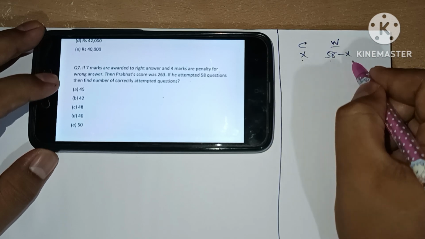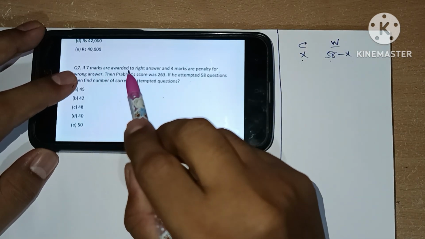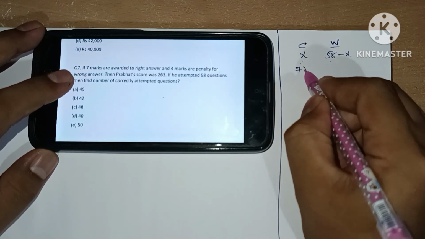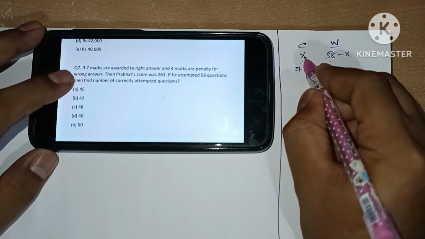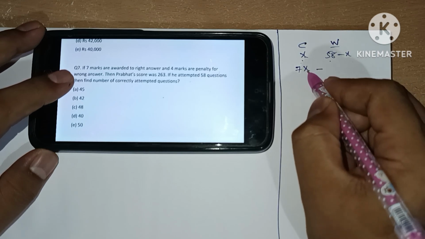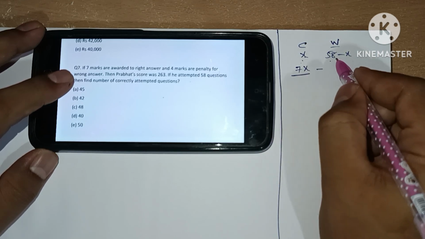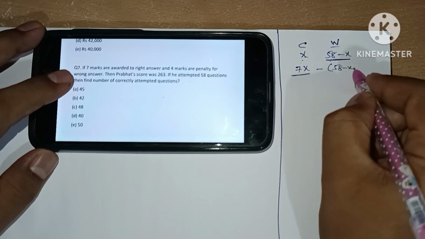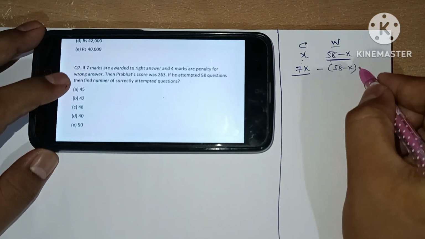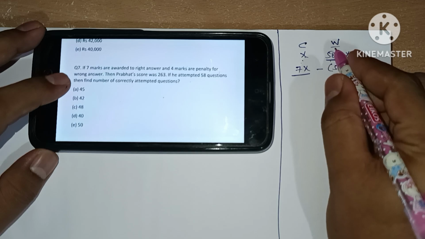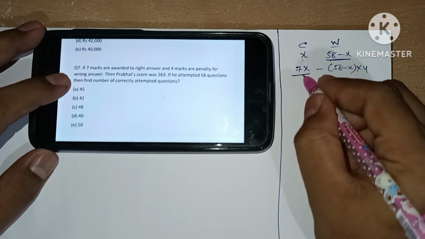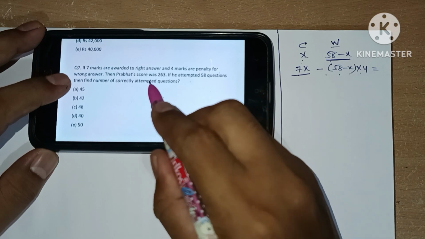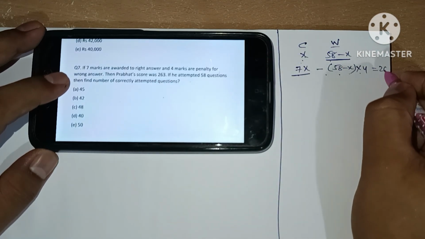So this is what we have, and 7 marks were awarded for right answers. So 7x marks for right answers, and we subtract the penalty marks, which will be 4 marks for each wrong question, 58 minus x. So what we get is 7x minus (58 minus x) times 4, which is the total marks he attained, 263.